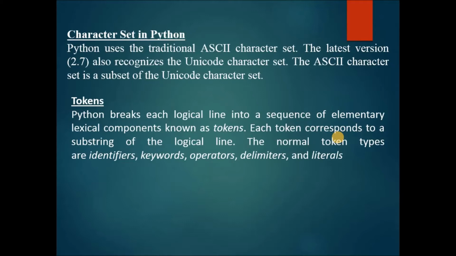After that, tokens, Python tokens. Python breaks each logical line into a sequence of elementary lexical components known as tokens. Each token corresponds to a substring of the logical line. The normal token types are identifier, keyword, operator, delimiter, and literal. By using these, we can create expressions or lines in Python. Each and every line can be divided into these parts, and all of these you can call tokens. So that is a Python token.